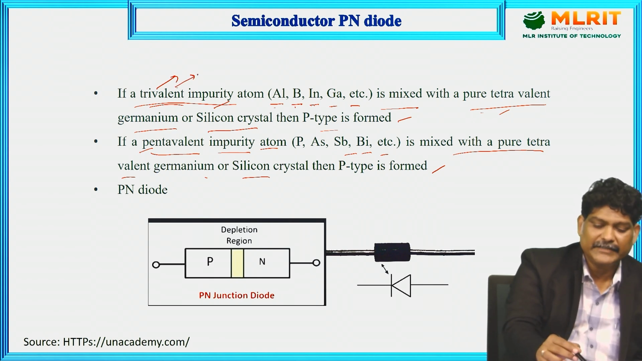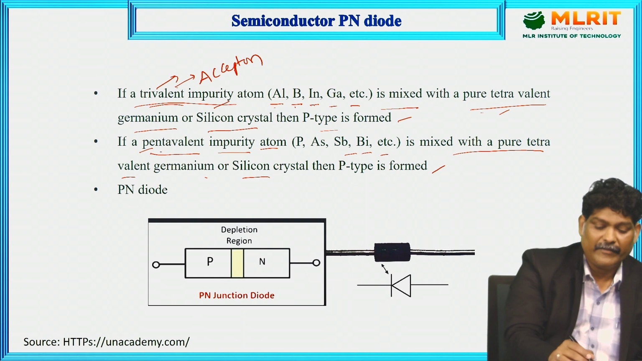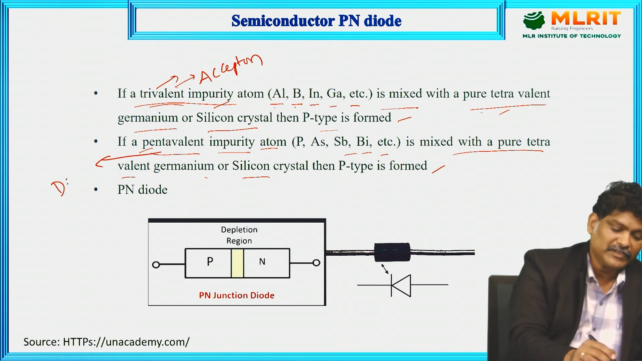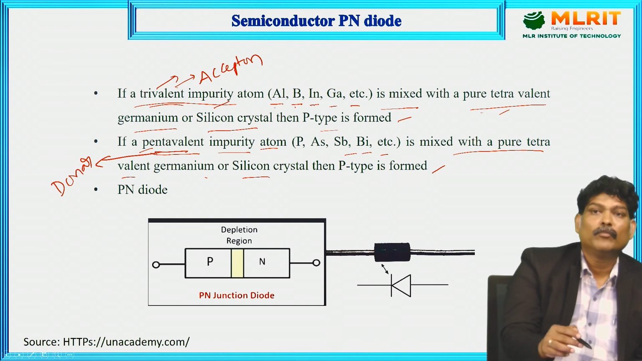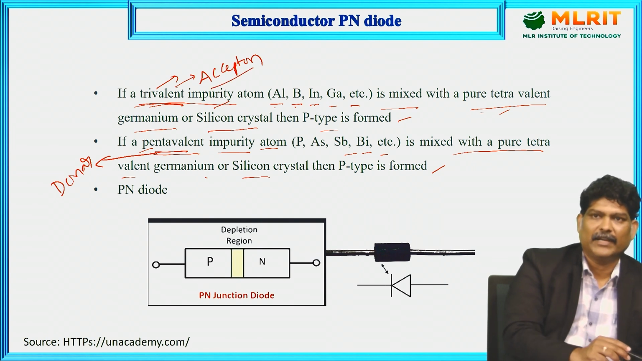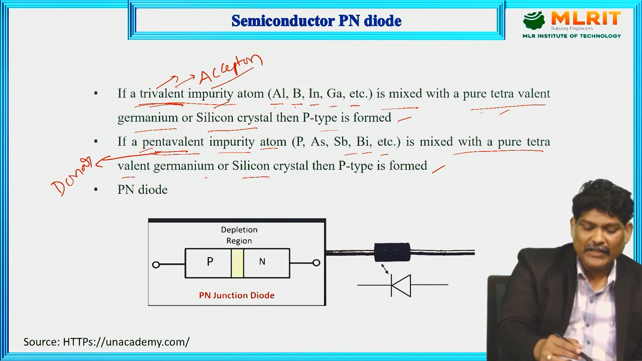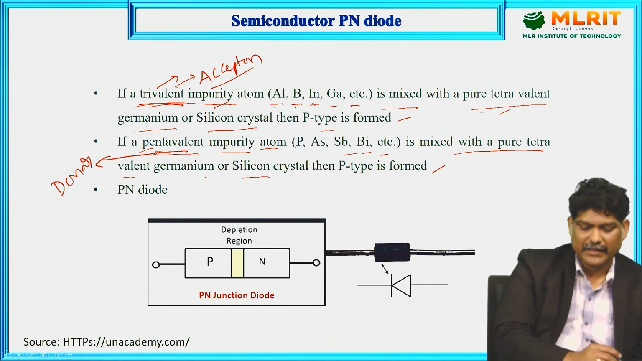So it is an acceptor atom, whereas the pentavalent one is a donor atom. It has more electrons, so it can donate. Similarly, trivalent has fewer electrons, so it can accept one electron. So all these can lead to the generation of a semiconductor p-n diode.